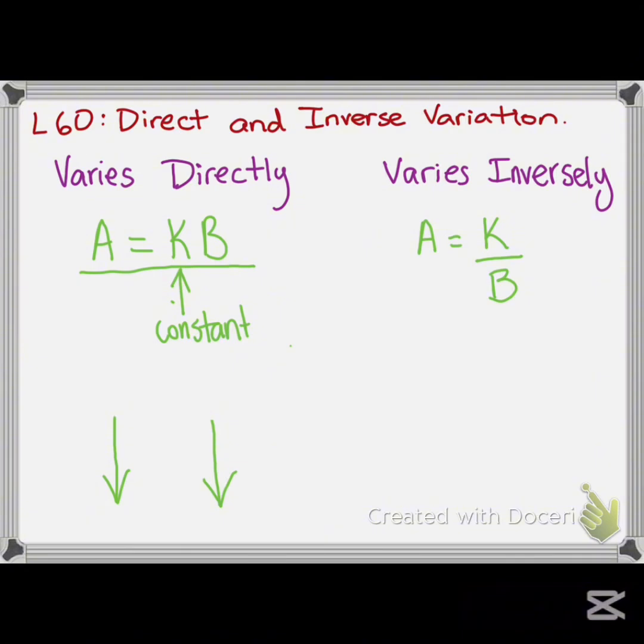Now, inverse variation is the opposite. As one of the variables increases, the other one decreases. So, for example, the better you eat, the less medicine you have to take. The more exercise you do, the less weight you have. So the variation is inverse to each other.